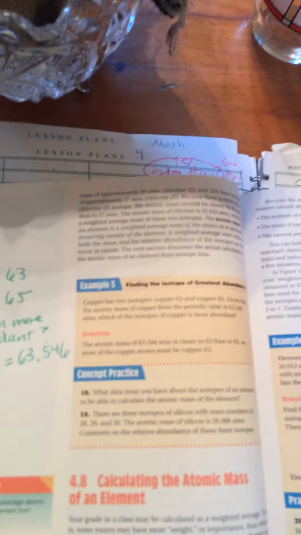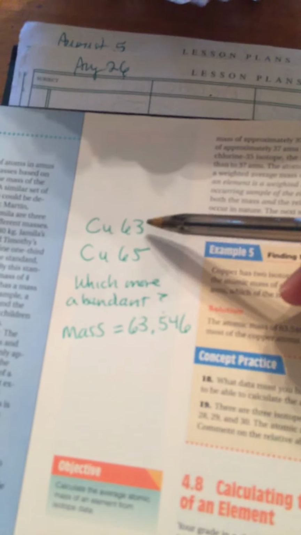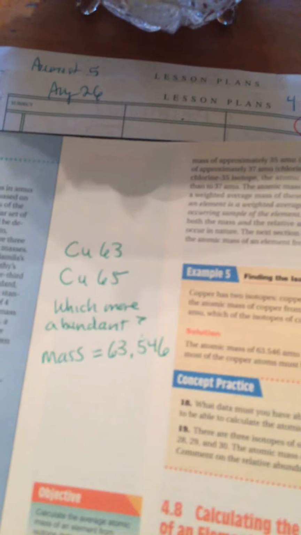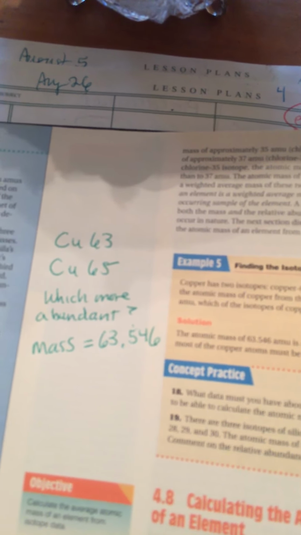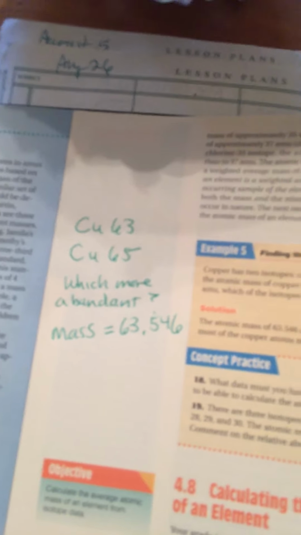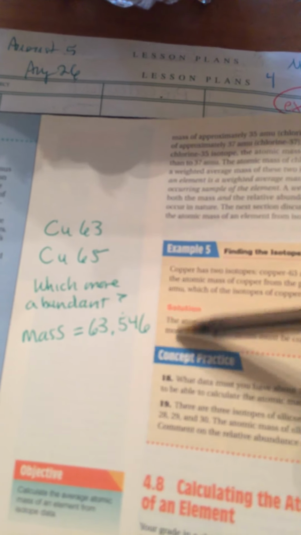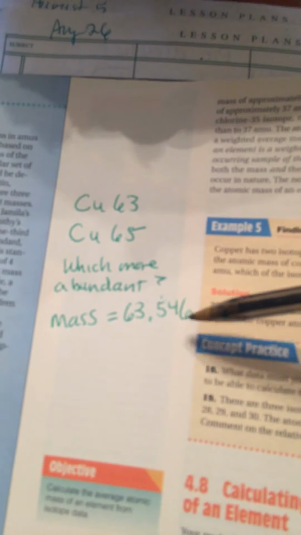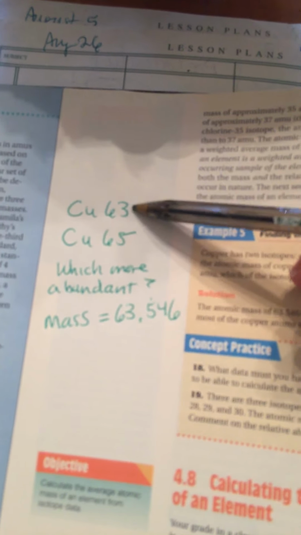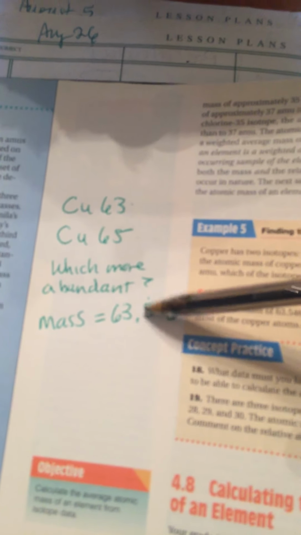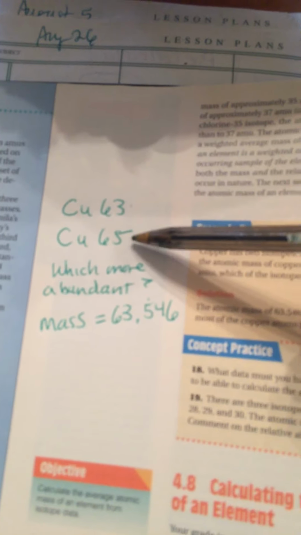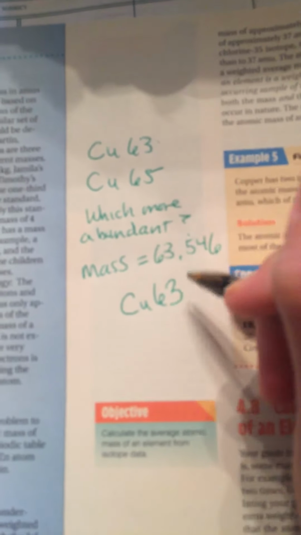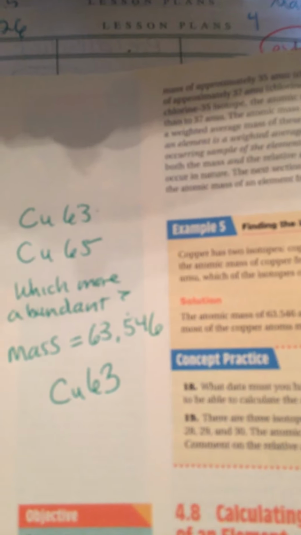Okay, now, this one says copper has 2 isotopes, copper-63 and copper-65. Given that the atomic mass of copper from the periodic table, and remember I told you that's an average mass, is 63.54, which is more abundant? Well, the answer is, which one is this number closer to? And this number is closer to 63 than 65. It's only a half away from 63, but it's quite a bit more than that from 65. So the answer is copper-63. It's whichever one is closer. So that was easy too.